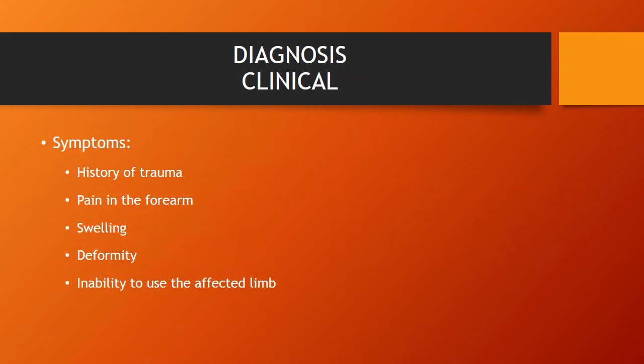How can we diagnose this? We have the following. First of all, the symptoms. The patient will come complaining of the following. Firstly, he has to give us a detailed history of the trauma, the type of the trauma. The patient also will have pain in the forearm and swelling of the forearm. The swelling may be generalized or localized. There is presence of deformity, and the patient complains of a certain deformity of the forearm and inability to use the affected limb.